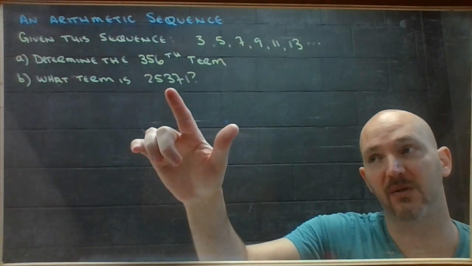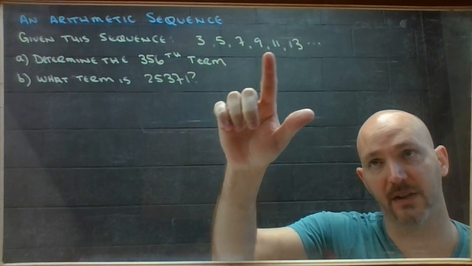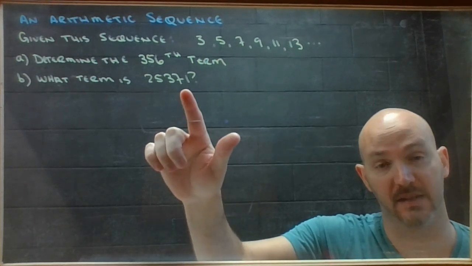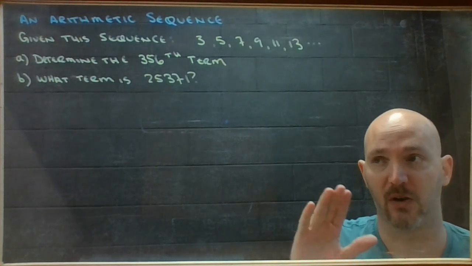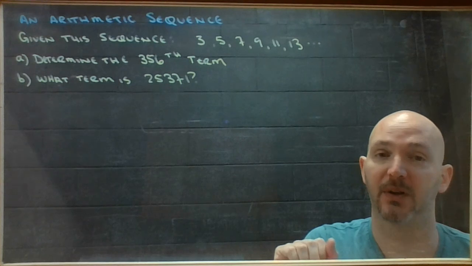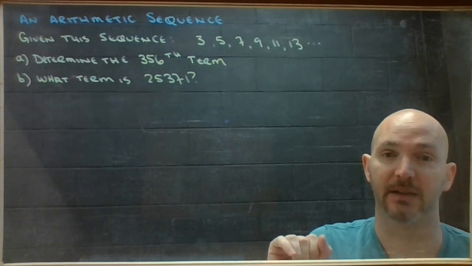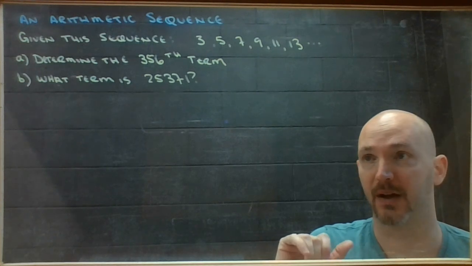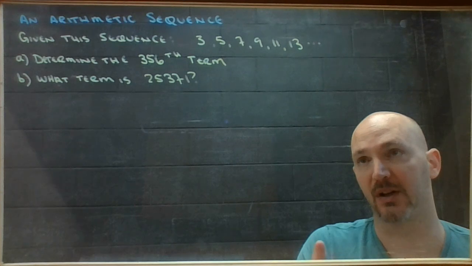I can tell this is going to be a member of this sequence because this is just all the odd numbers, and this is an odd number. But I would have to write this sequence out all the way to 25,371 and then count them up to figure out what term that is, and I don't want to do that. So how are we going to generate a formula here?